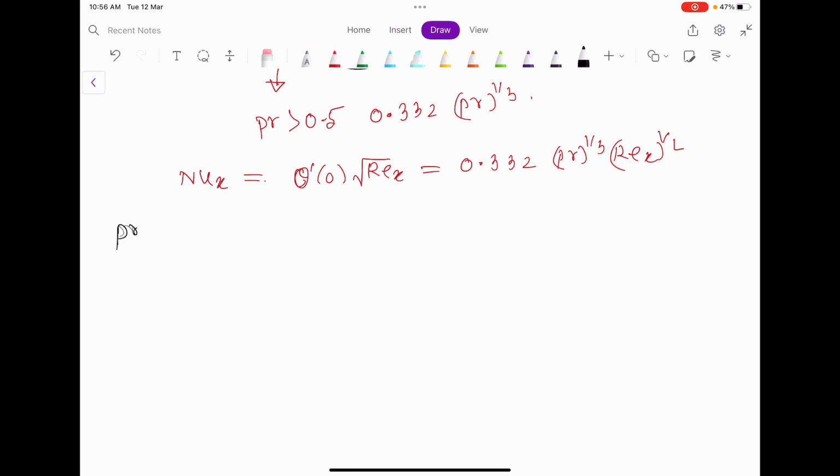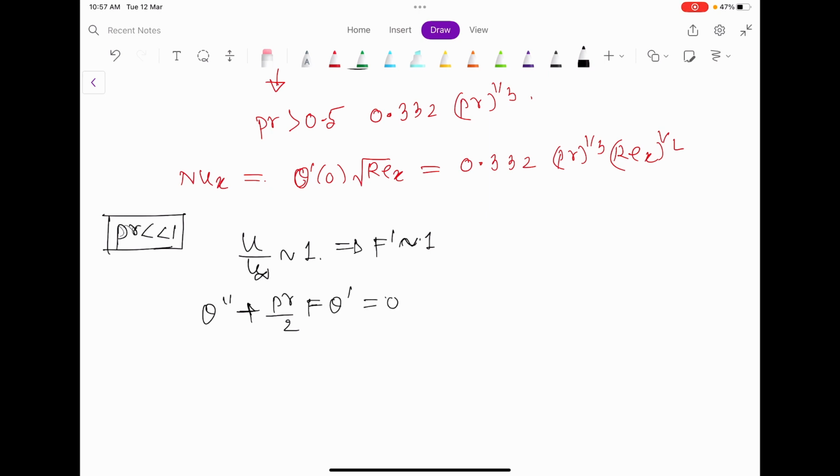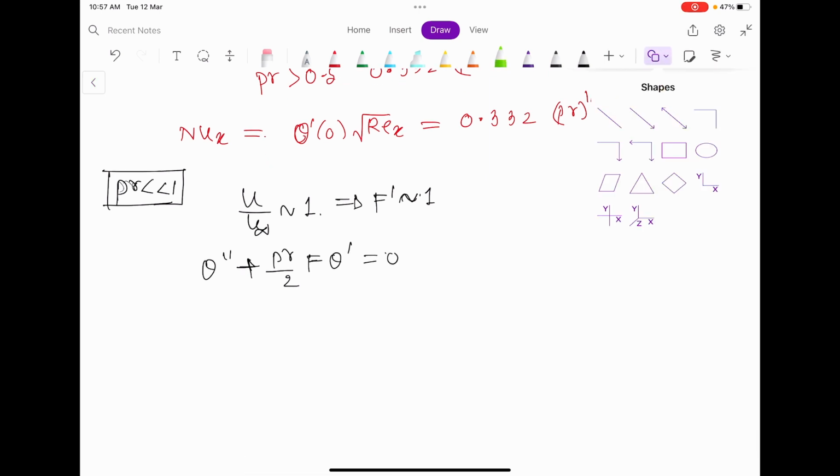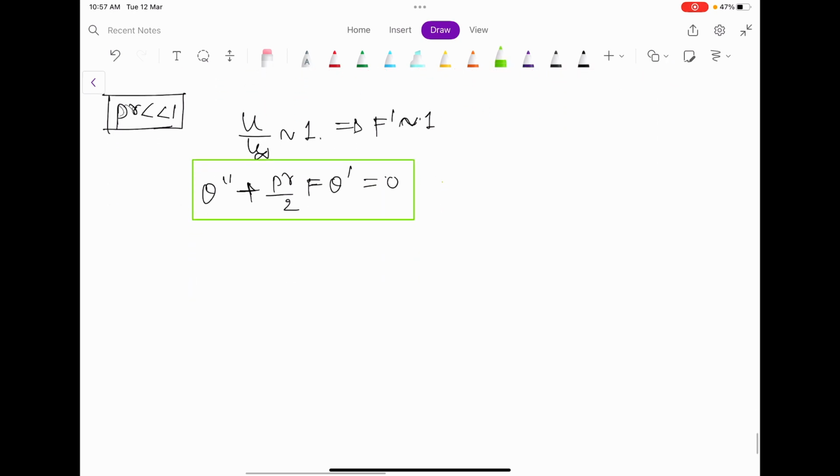So for Prandtl number much less than 1, here we know that u by u infinity is almost equal to 1 for each point in the domain. So that means f dash is almost equal to 1. If we take the main equation, that is theta double dash plus Pr by 2 into f into theta dash equal to 0. This was the ordinary differential equation that we got from the similarity solution.